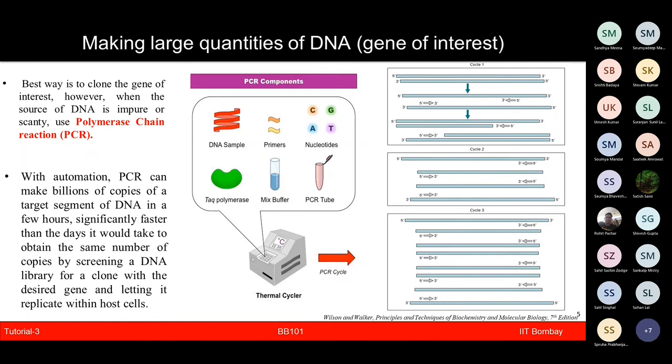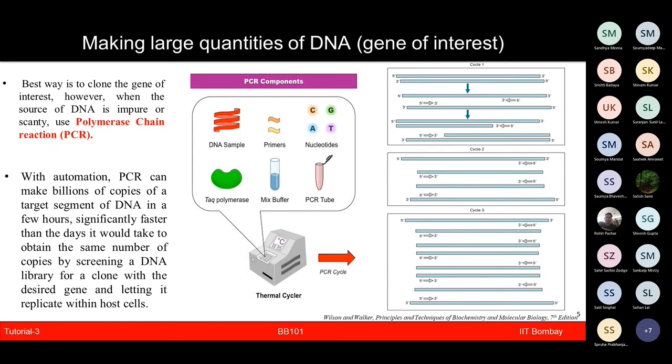These are the basic steps of PCR. These are the ingredients: we need the DNA sample, we need the primers, we need nucleotides, we need the Taq polymerase, which is the enzyme which synthesizes the DNA, and then we need the buffers. And this is the thermocycler on the bottom, and you can see the PCR machine.